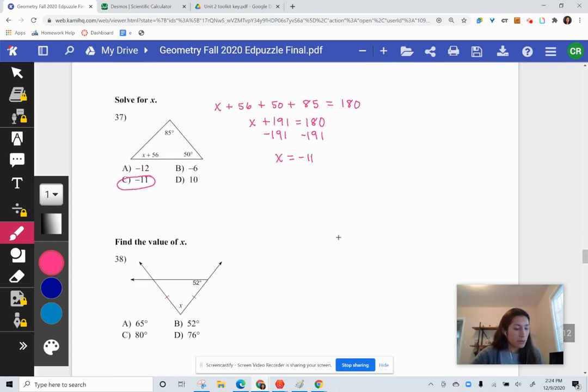And here we still are working with the triangle sum theorem, but we have what's called an isosceles triangle. Remember, isosceles triangles have two angles and two sides that are the same. So these two sides here are marked equal. And what that means is these two angles here are also going to be equal. So I'm going to put a 52 there.